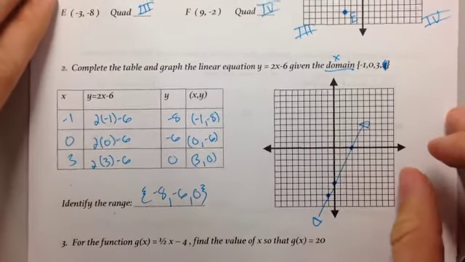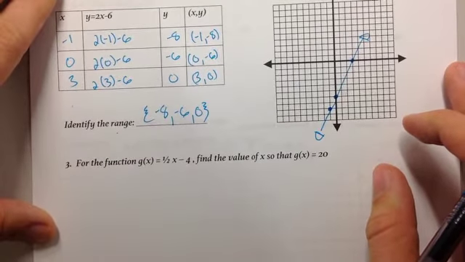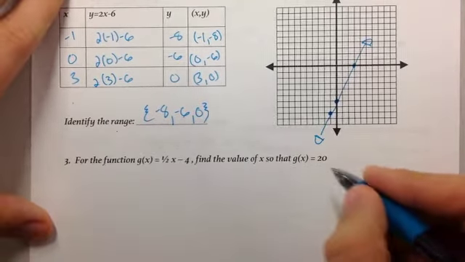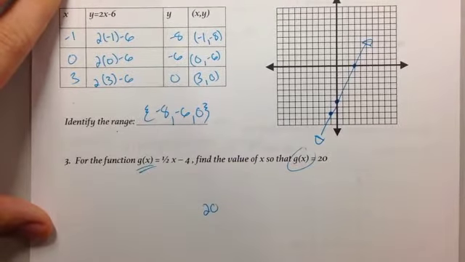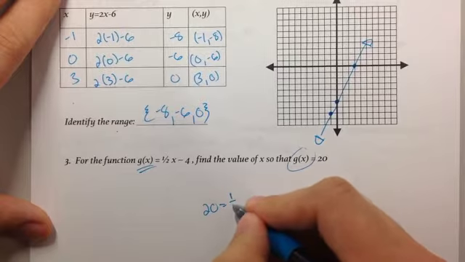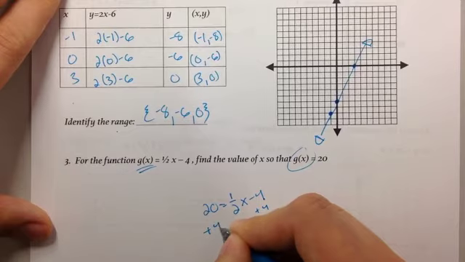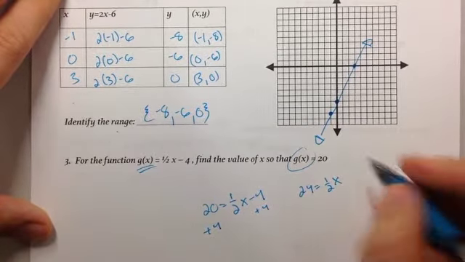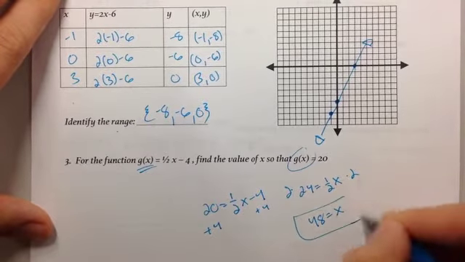And then for the function, last one on this page, find the value of x so that g of x is equal to 20. So g of x is equal to 20. I'm looking for x, so I'm going to put 20 in for g of x. 20 is equal to 1/2 x minus 4. Add the 4 to both sides, and I'll get 24 is half of x. Multiply both sides by 2 to get rid of that half of x, and I'll get 48 is equal to all of x. We'll go on to that next page.